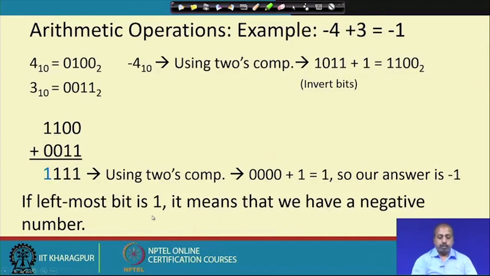So, in this way, I have never done any subtraction operation, though it seemed necessary that I would be doing a subtraction operation of 3 minus 4, but that was not necessary.